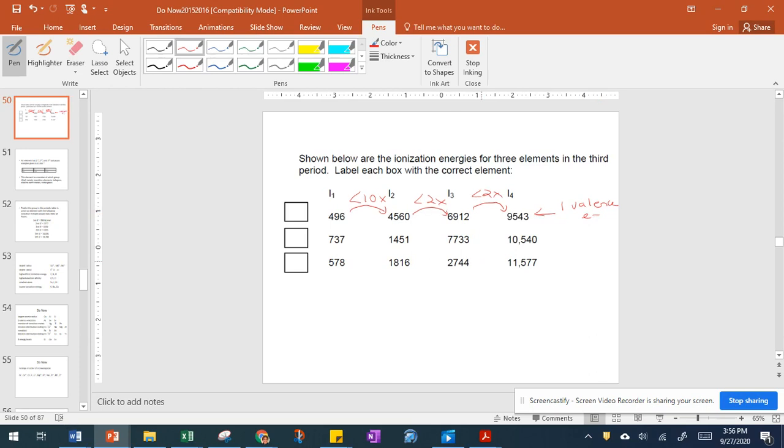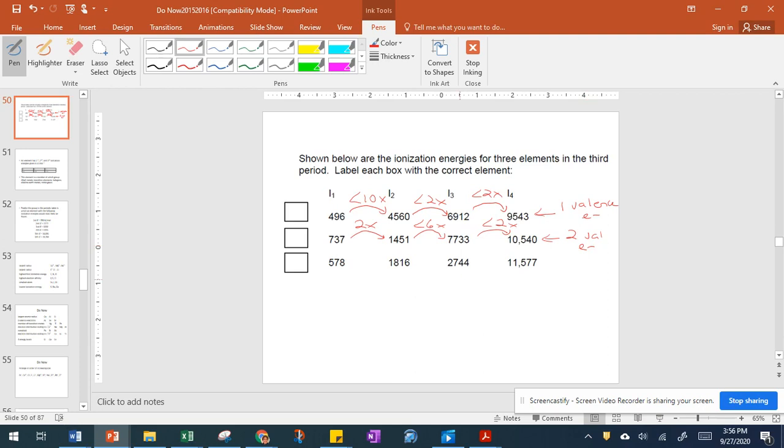Okay, so let's do the next one. This jump is about 2 times. This jump is maybe a little less than 6 times. And this jump is less than 2 times. So I see that the largest jump is from the second to the third. So this tells me this one has 2 valence electrons.